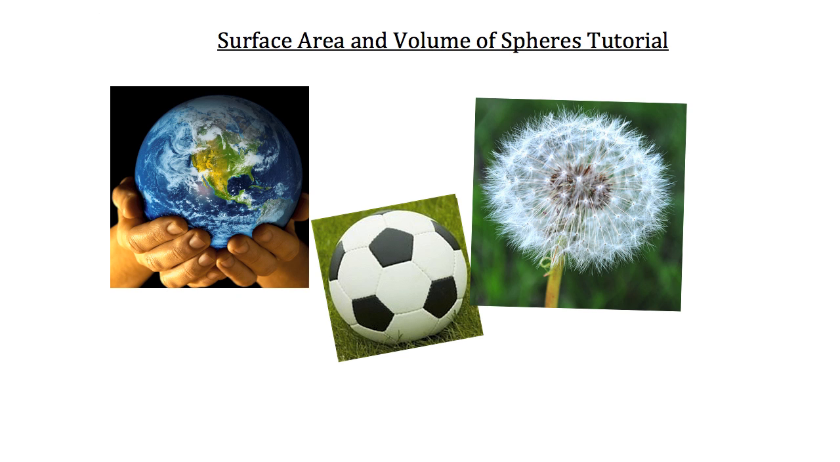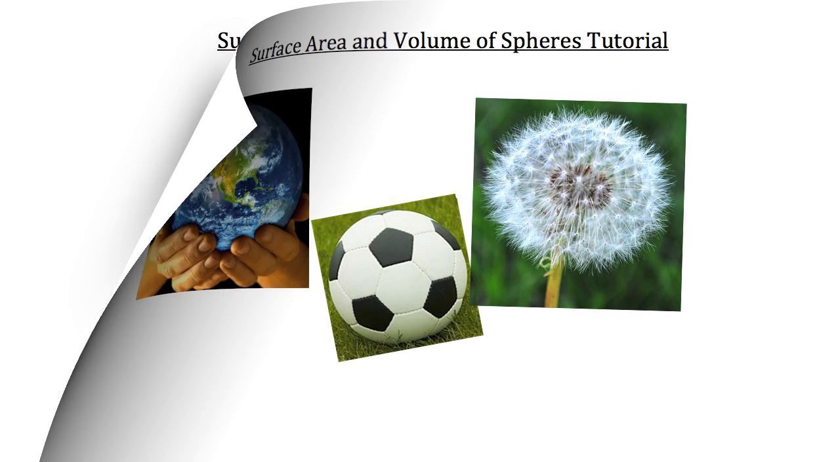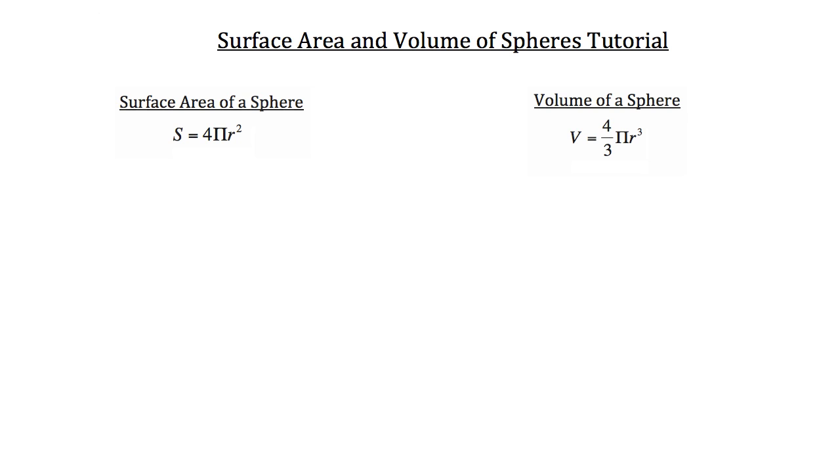Now let's take a look at some important formulas about spheres. The two important formulas that we're going to discuss in this tutorial are how to calculate the surface area of a sphere and how to calculate the volume of a sphere. In order to calculate surface area, we multiply 4 times pi r squared. And volume is calculated by multiplying 4/3 times pi r cubed.